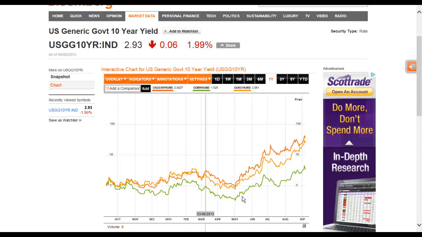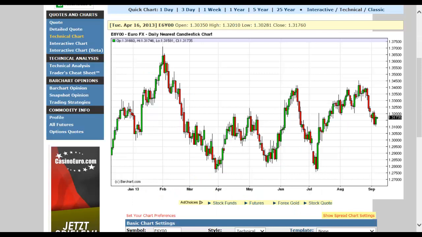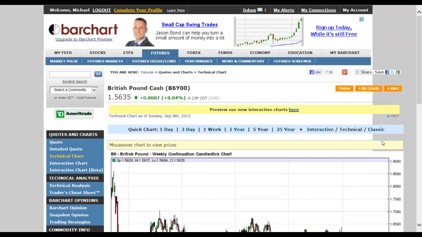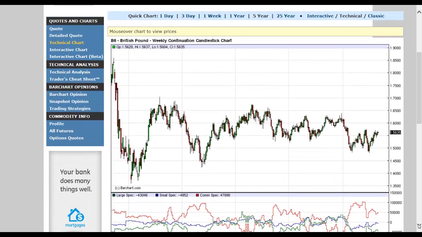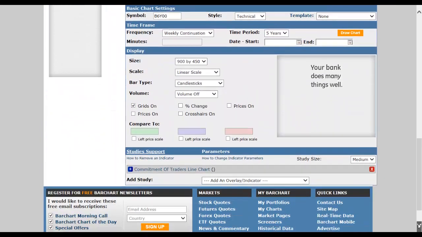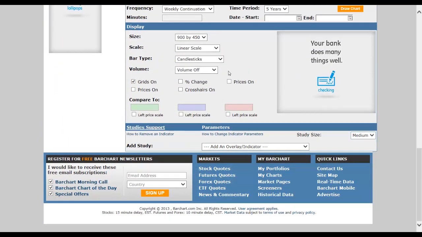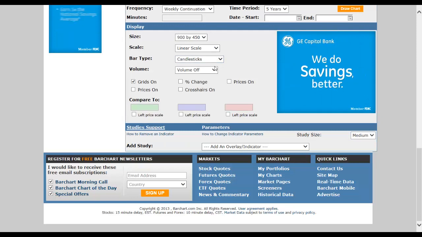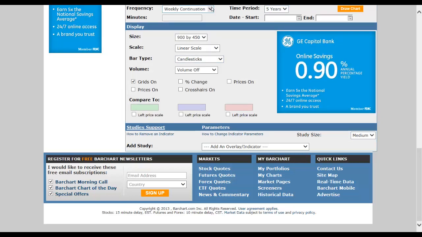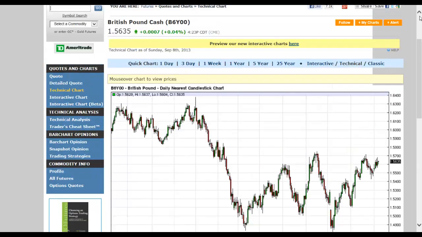Now, just for completeness' sake, okay, we're going to look at the British pound. We're just going to show you the effects again, just for completeness' sake, not that we're going to be utilizing the cable in our examples, but I want you to see that the effects are similar with this pair as well.